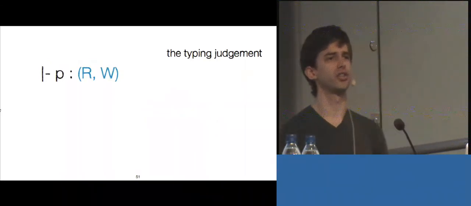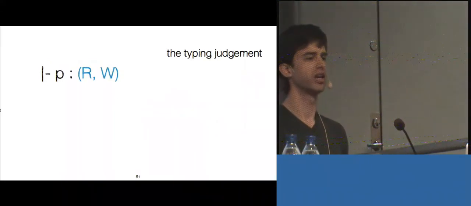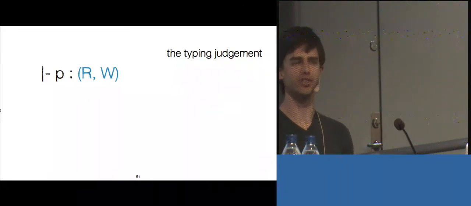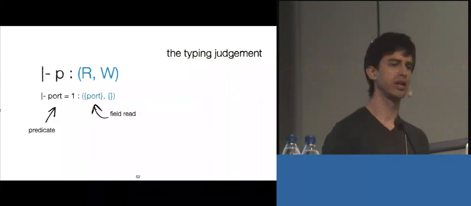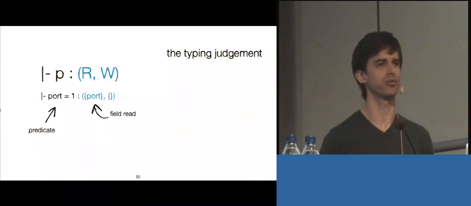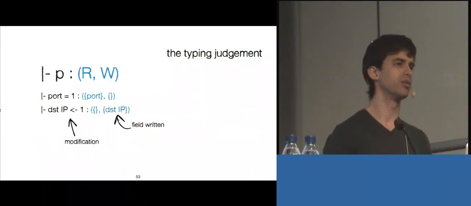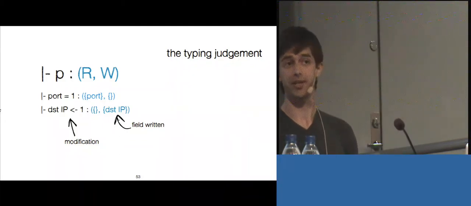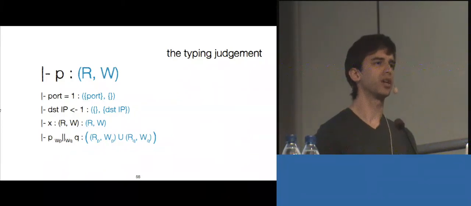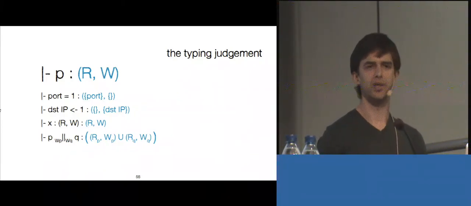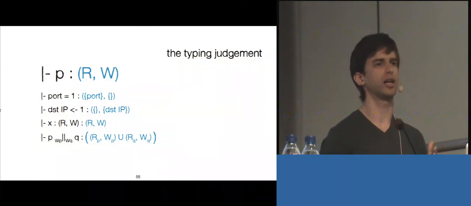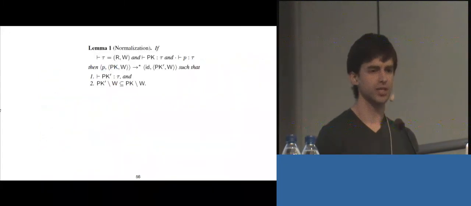So the typing judgment is designed specifically to alleviate concurrency issues. A policy P is well typed at a pair of sets of fields, one of which are the read permissions, the other the read and write permissions. And so here are a couple examples of well-typed policies. Predicates are well typed at the fields they read. Modification policies are well typed at the fields they modify. Tables are well typed at their typing annotation. And concurrency is well typed at a pointwise union of the read and write fields, subject to a set of constraints that preclude read-write conflicts.